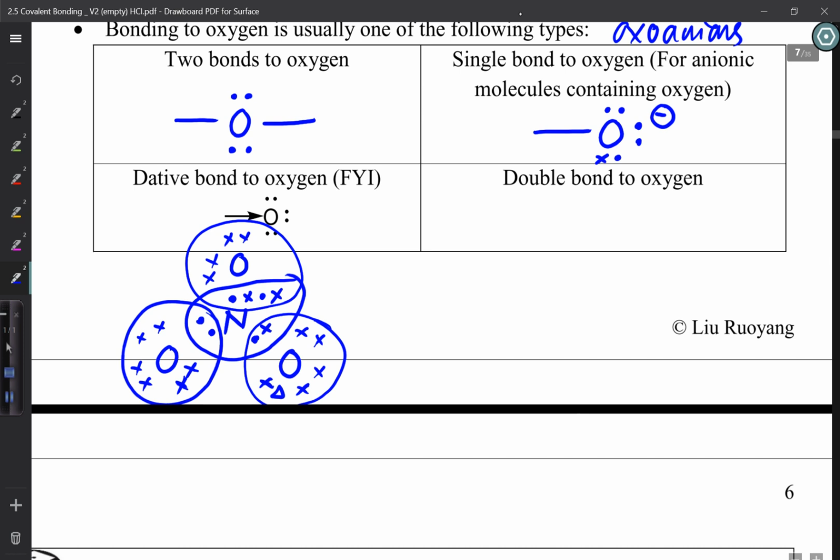Alright? So that's why for this case, the Lewis structure of NO3 minus will be like this, and then a dative bond, with a minus outside. Alright? You can either draw the minus outside or allocate this minus to this oxygen.